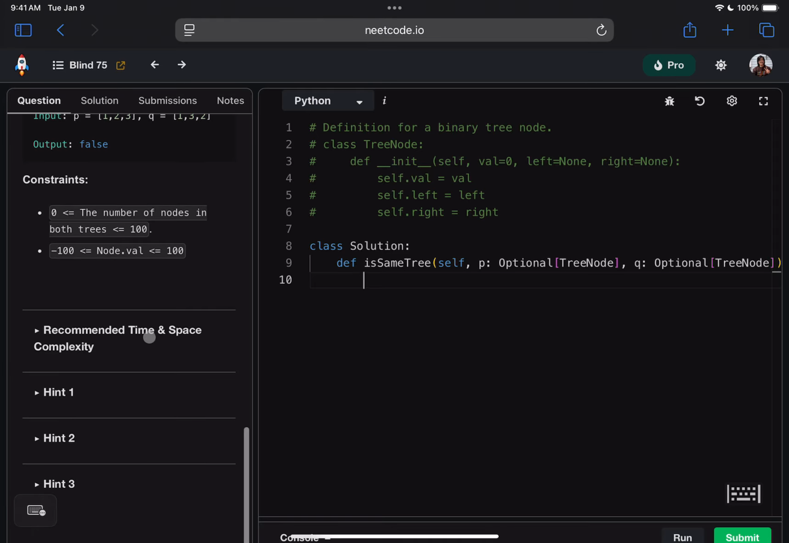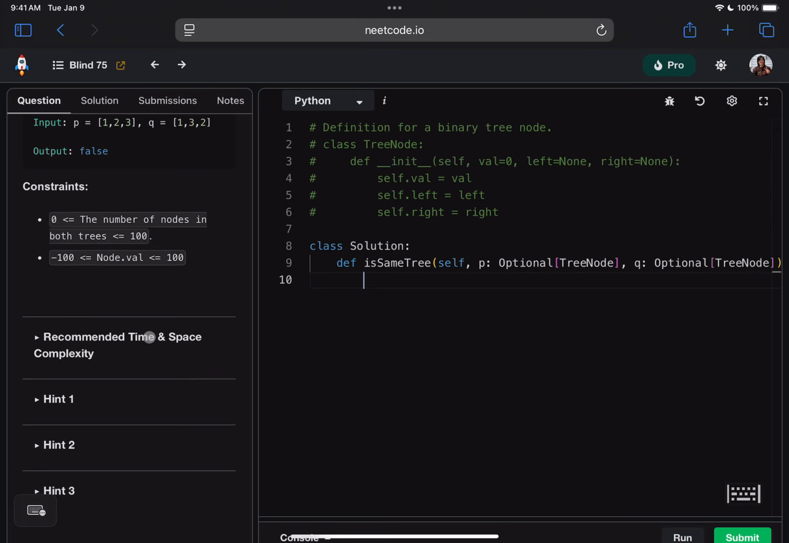Let's take a look at the constraints real quick. So the number of nodes in both trees is between 0 and 100 inclusive, so we can have no nodes. We'll have up to 100 nodes, which either way, not a huge deal. We have to deal with however many nodes there are. And then the node values, once again, we're not going to manipulate those really, but we're kind of guaranteed that they're manageable numbers. They're not going to be of extreme values that make it difficult to work with them.